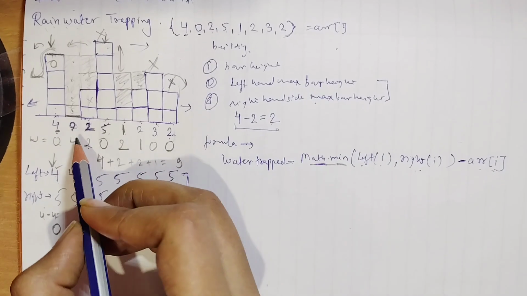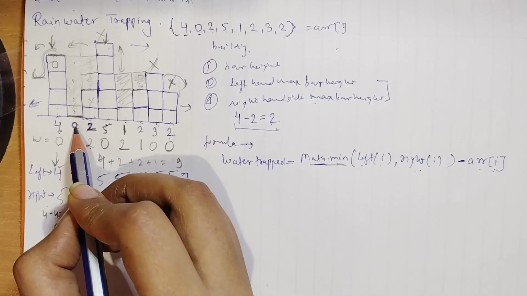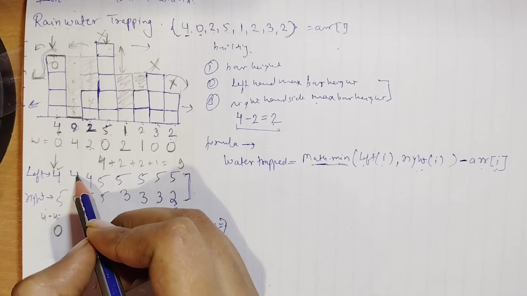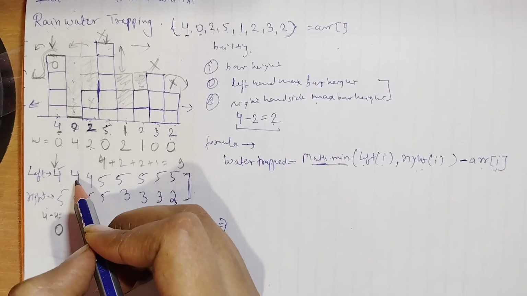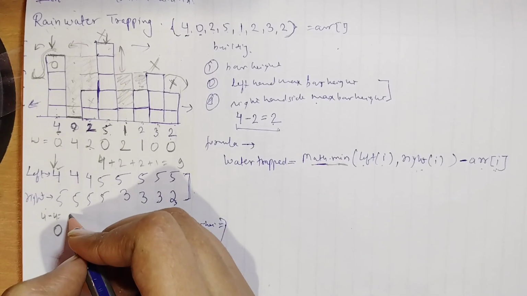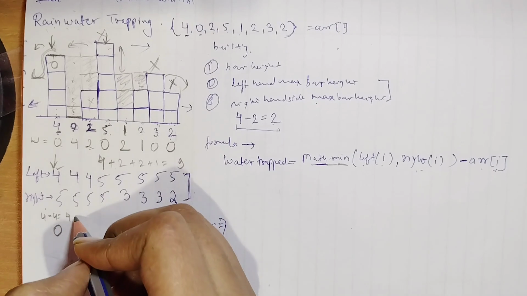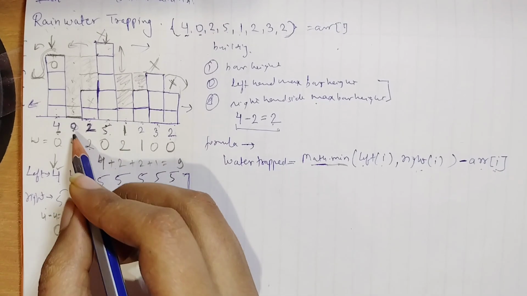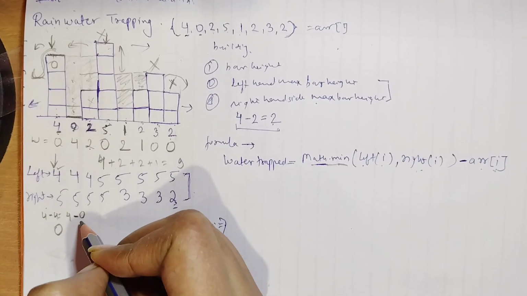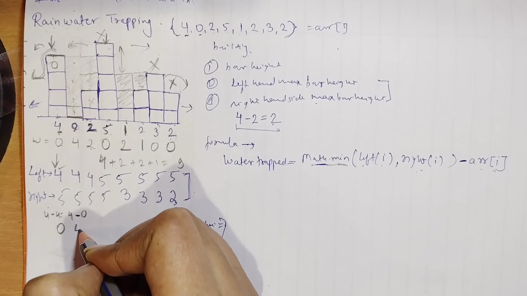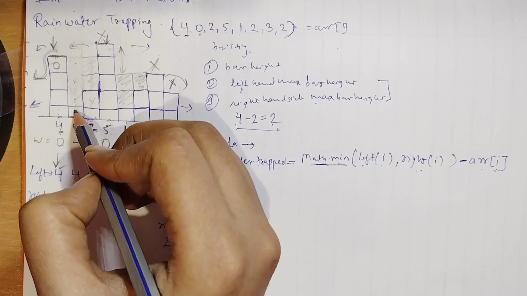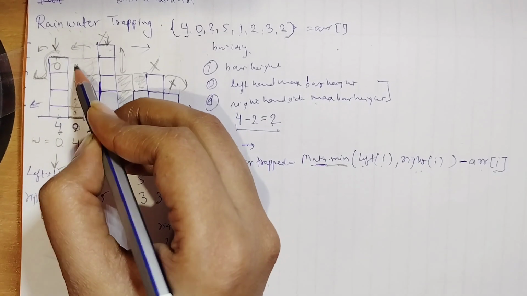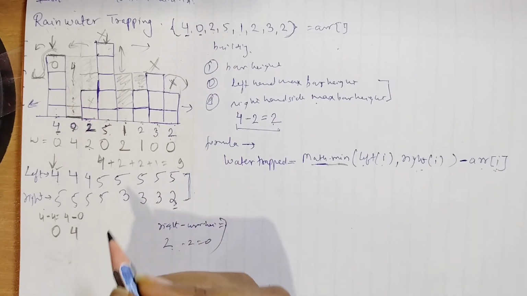Okay. So now for this 0, it will compare left and right, which has the minimum value. 4 has the minimum value. So it will take 4 and minus our current bar height, which is 0. So how much water will be trapped? 4. See this, how much water will be trapped? 1, 2, 3, 4. That means 4 units of water will be trapped.